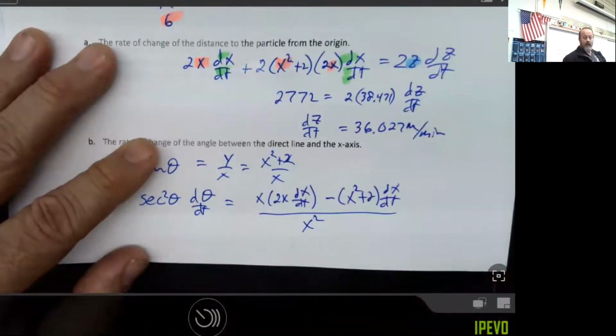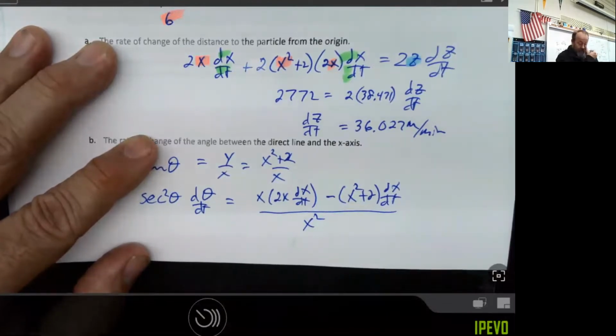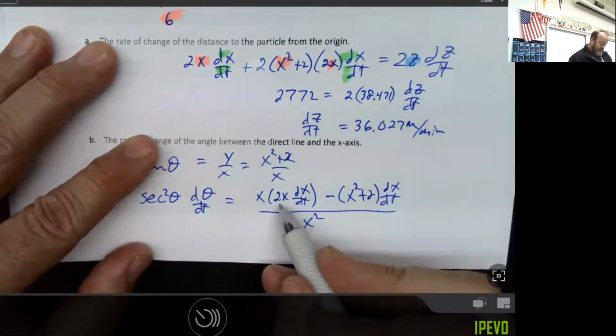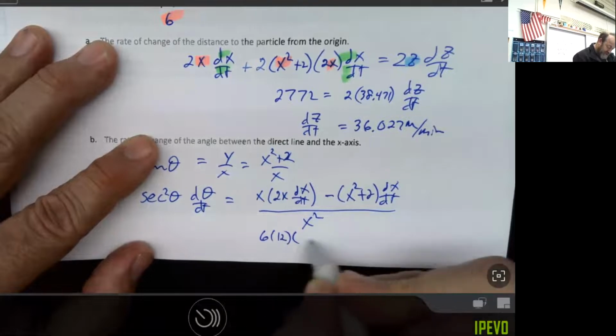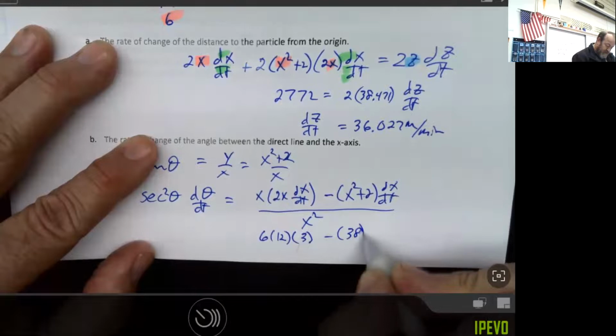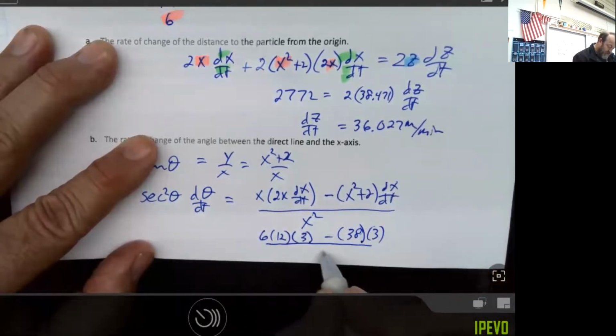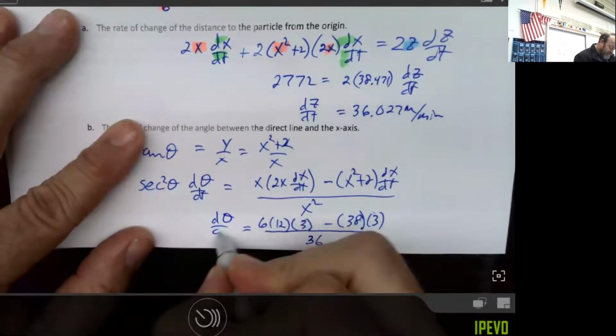Now again, a lot of work there, but everything that we have has already been given to us. And so we can grab everything pretty quickly. All of these x's are the number 6. So I have 6 times 12 times dx/dt. We have x squared plus 2, which we already knew to be 38, times dx/dt, which was 3, and x squared was 36. d theta/dt is sitting over here.